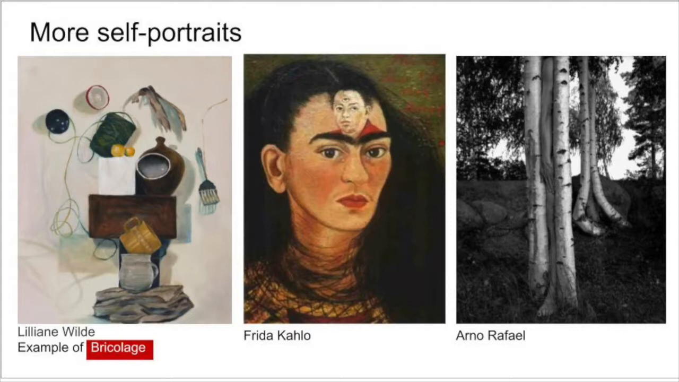In the middle, we have a self-portrait by Frida Kahlo. She has painted a portrait of her husband, Diego Rivera, who was also an artist, on her forehead. This could mean that he was very important in her life.